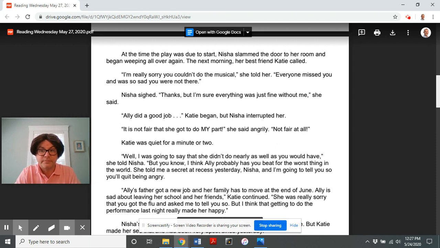The next morning, her best friend Katie called. "I'm really sorry you couldn't do the musical," she told her. "Everyone missed you and was so sad you were not there." Nisha sighed. "Thanks, but I'm sure everything was just fine without me," she said. "Allie did a good job," Katie began, but Nisha interrupted her. "It's not fair that she got to do my part," she said angrily. "Not fair at all."